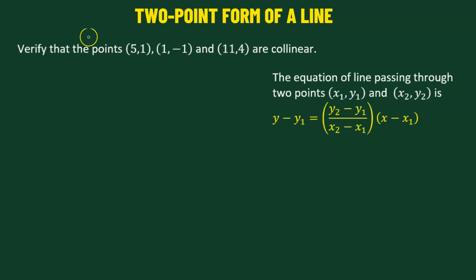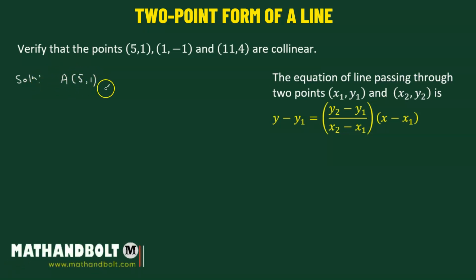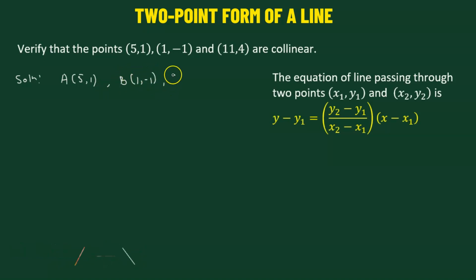Here we need to verify that the three points whose coordinates are given to us are collinear. So let us begin. Here we'll name the three points. Let's say A has the coordinates (5, 1). We have the other point B with coordinates (1, -1). And we have the point C with coordinates (11, 4).